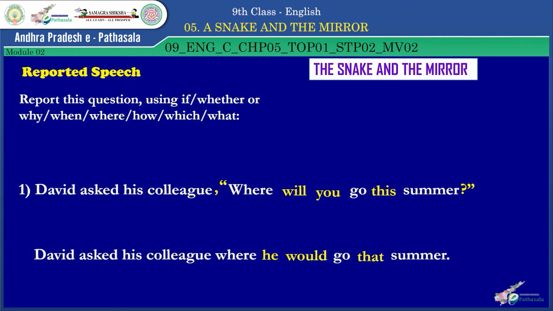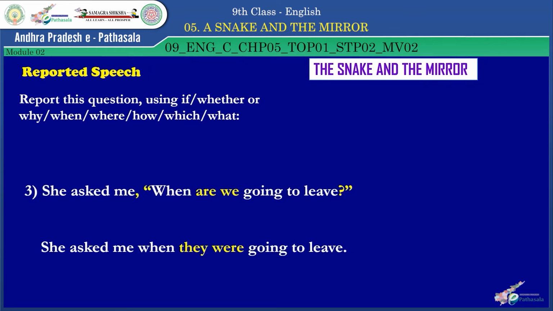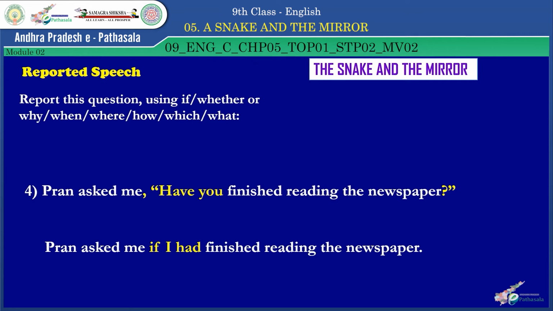The second example, he asked the little boy, "Why are you studying English?" Here, are is changed into was, you is changed into he, and now, he asked the little boy why he was studying English. The third example, she asked me, "When are you going to leave?" She asked me when I was going to leave. The fourth one, Pran asked me, "Have you finished reading the newspaper?" The answer is, Pran asked me if I had finished reading the newspaper.